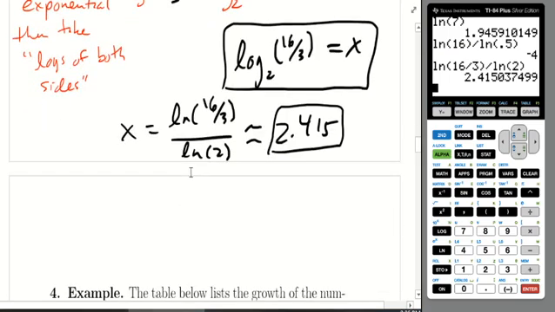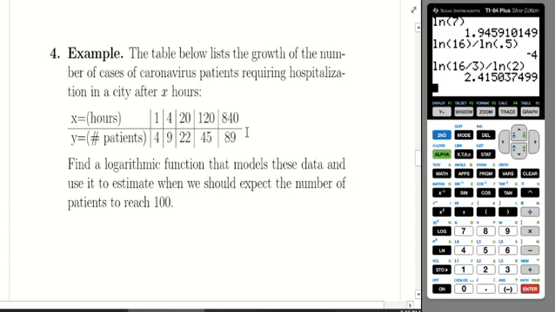Now, how do we model logarithmic growth? Well, these data don't look like an exponential function. Look, this would be an exponential function. It looks like this. That's not what's happening here. If I were to find the graph of these data, it looks like this.